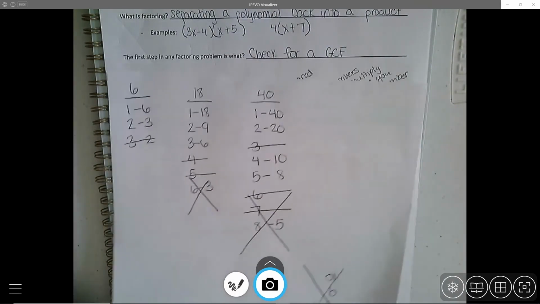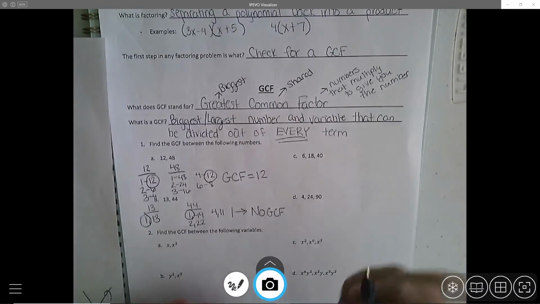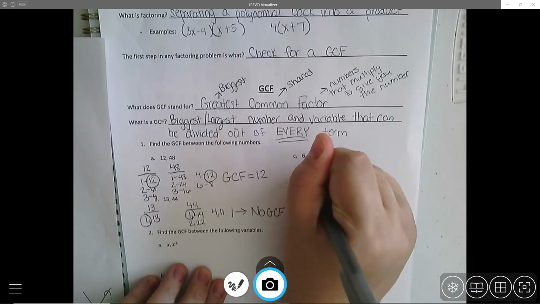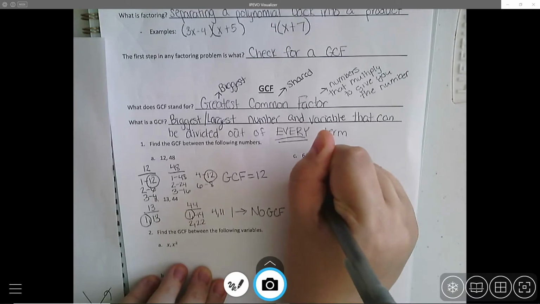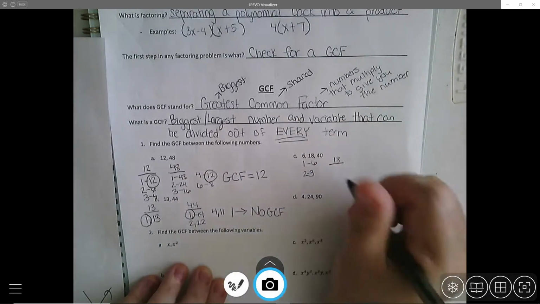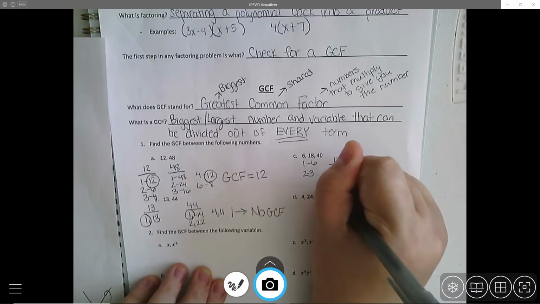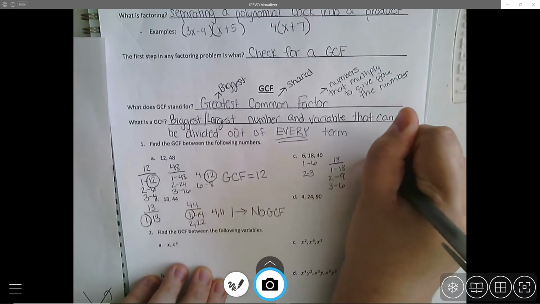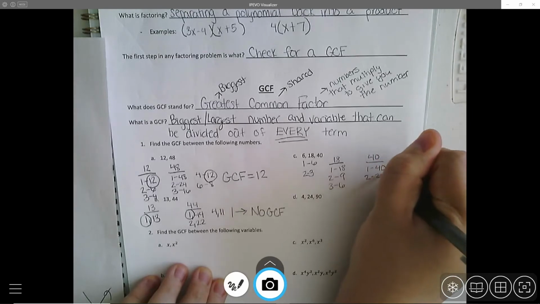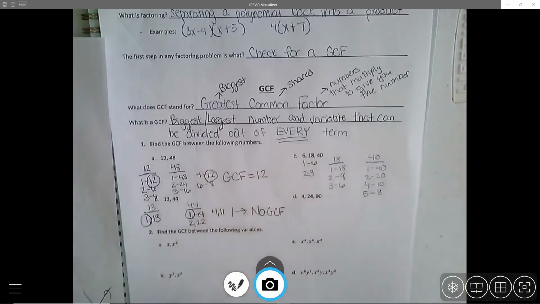So now, if I go and write them on my paper here, so I see them on my notes. Okay, I have 1 and 6, 2 and 3. Okay, I have 18. I forgot to do that for 6, but it's fine. I have 1 and 18, 2 and 9, 3 and 6. And then for 40, I have 1 and 40, 2 and 20, 4 and 10, 5 and 8.